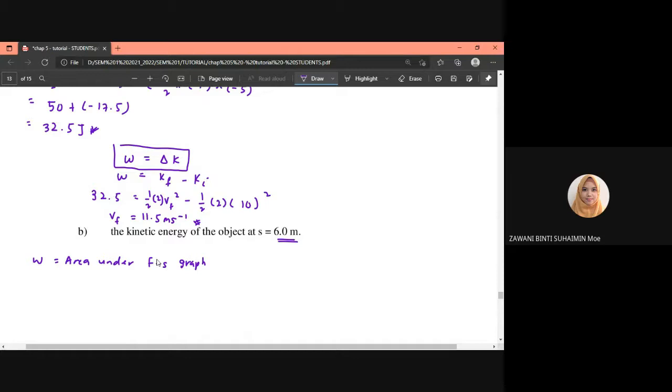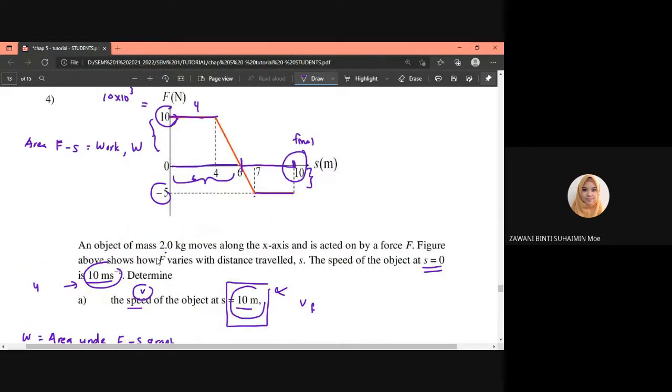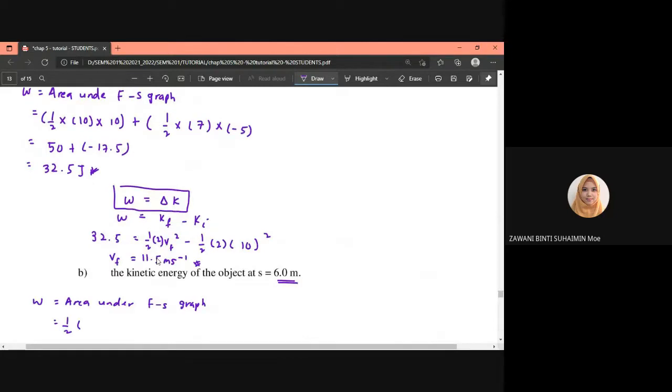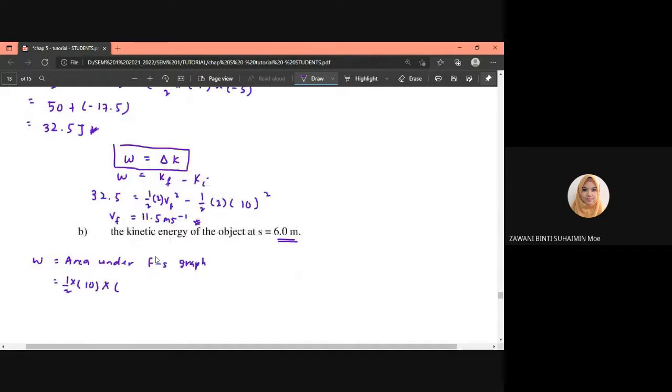Okay, so maksudnya kita kira 1/2. Okay, area dia tadi 4 tambah 6, 10. Okay, darab dengan height kita adalah 10 untuk area ini. Okay. So 10. Okay, so area untuk itu kita dapat 50 joule. Okay, so bila dah dapat area, kita bolehlah kaitkan dengan work energy theorem. Okay, so K final minus K initial.